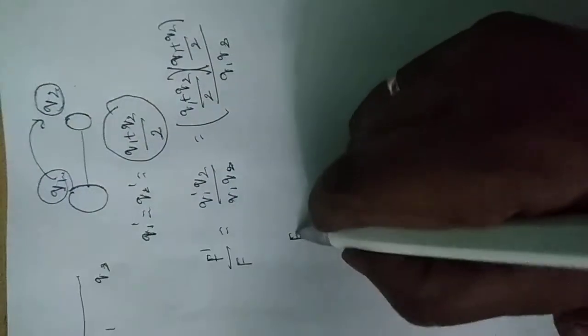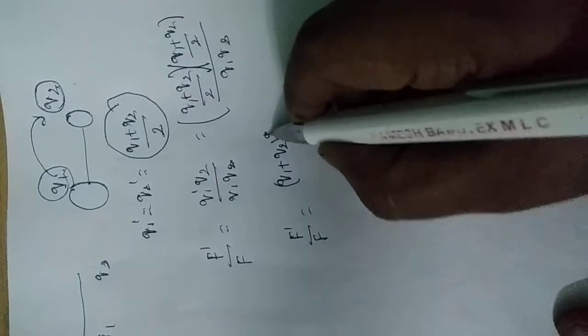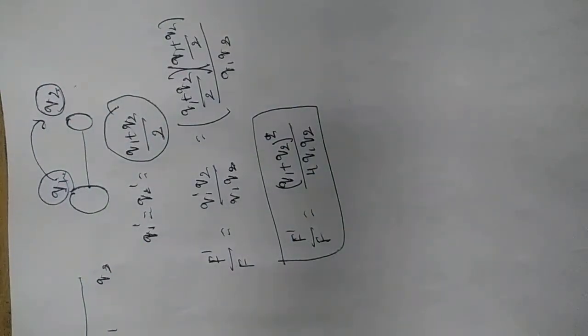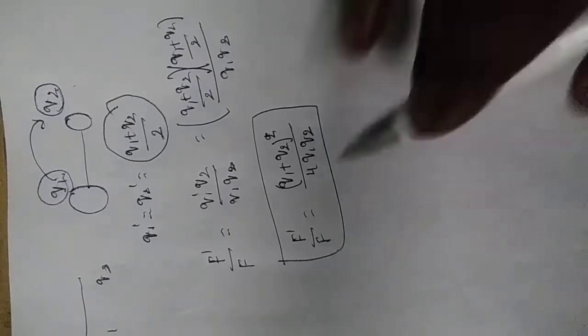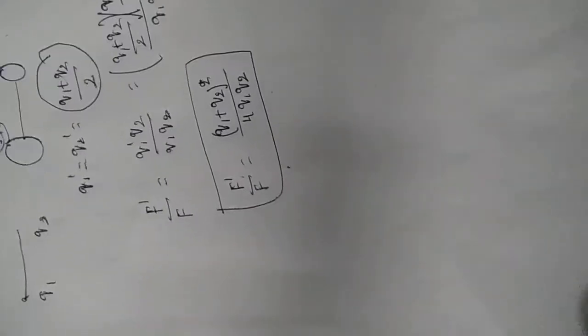So the new force between the two charges is F dash by F is equal to Q1 plus Q2 whole square divided by 4 Q1 Q2. So when two charges are at a distance R, the force is F. When they are made to contact and placed again at the same points, the force changes. So the new force is F dash by F is equal to Q1 plus Q2 whole square by 4 Q1 Q2.